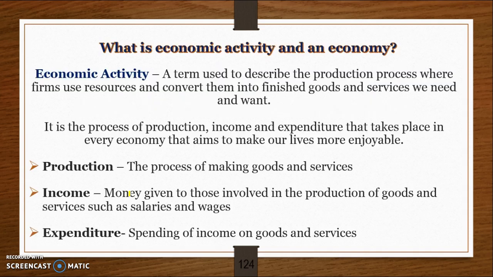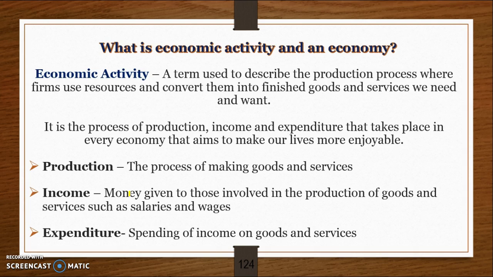So when we're looking at the term economic activity, we're talking about the process of producing goods and services, where we use resources and convert them into finished goods and services. So it's the production process that occurs to generate goods and services, and economic activity can be reflected in either production, total income, or total expenditure within an economy. So when we're looking at a country's GDP, it can be measured using either production, income, or expenditure.